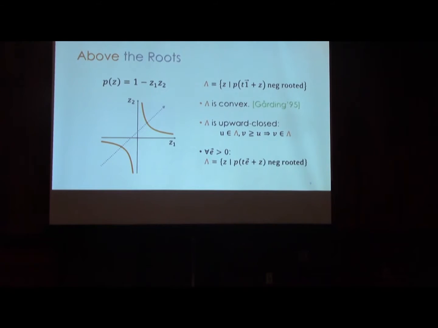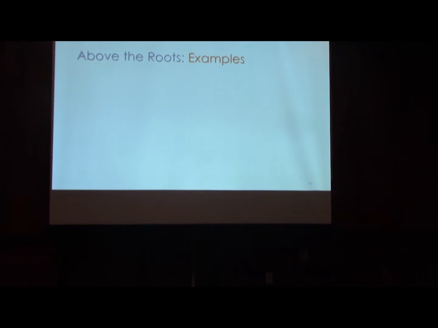The fact that they call it negative root is this for this particular polynomial, right? If it was a different polynomial, maybe you should have said positive or? No, I'm just fixing a direction. You can also define below the roots. For real stable polynomials, that region is also going to be convex, but I'm just going to be working with above the roots. Okay.